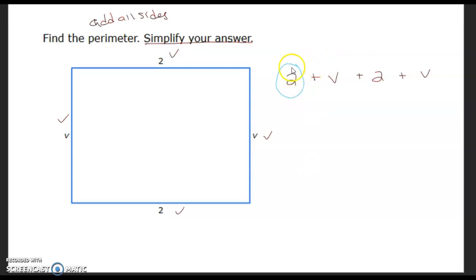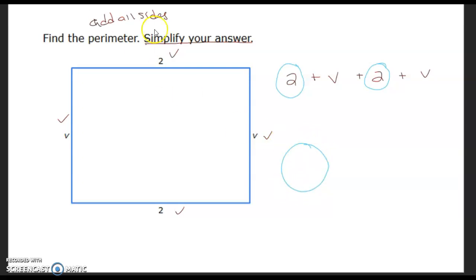So I go from left to right to see if there's any more constants that I can also put in a blue circle. So I have 2, go down the line. That's not a number. Oh, this one is. All right, so this is another constant, and that's the last one. So I know I'm going to be combining those at some point.